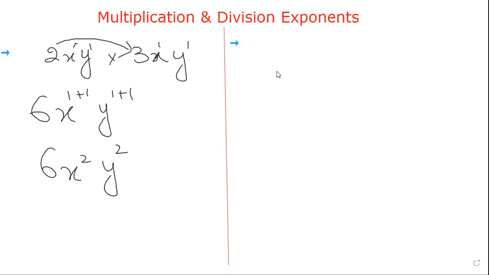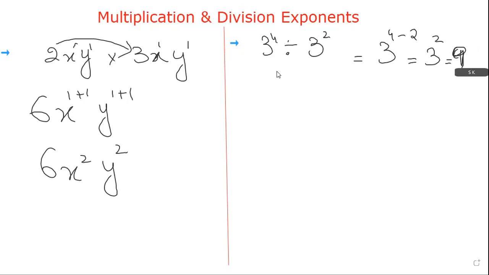Now, let's see what happens if I have to do the division of exponents. Division always means that we are going to subtract the powers from each other. Let's suppose I have a question: 3 to the power 4 divided by 3 to the power 2. From division, it means that we subtract the powers. So my answer would be 3 to the power 2, or I can also call it 9 because 3 times 3 is 9. It's up to us; you can write 3 to the power 2 or it's equal to 9. Both are right.